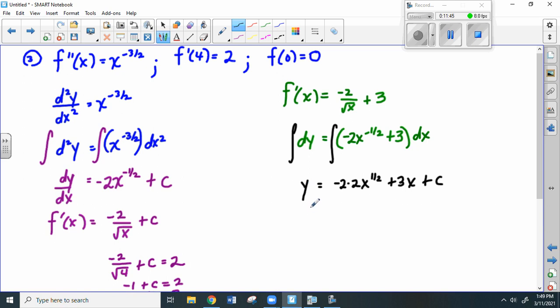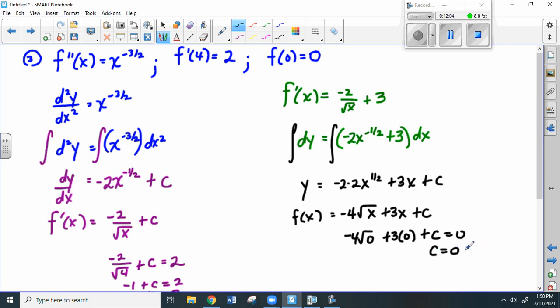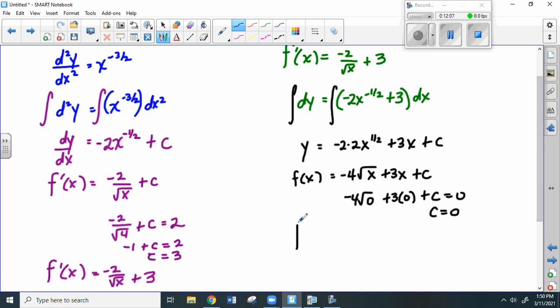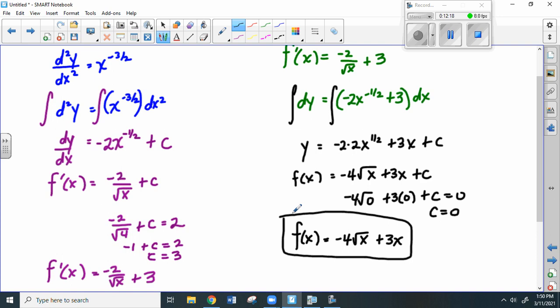All right, and then just for notation purposes, I'm going to change this back to f of x. I'm going to do a little simplifying. And then I can plug in the other piece of information that says if x is 0, then it should equal 0. And that actually gives me c equals 0. So last but not least, I'm going to take one more step to actually write the solution with the 0 plugged in for c. Okay, so it is not a particular solution if you still have plus c on the answer.